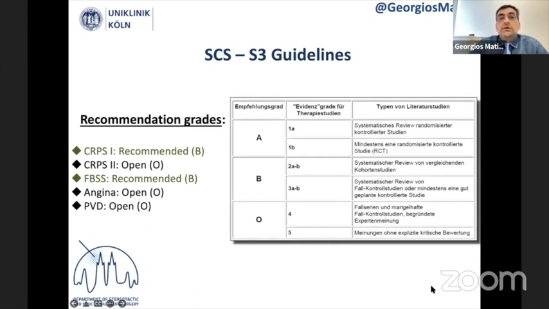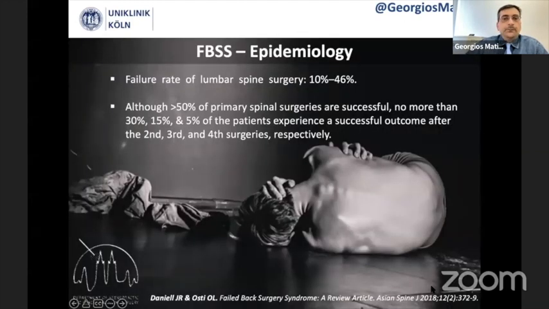According to the German Neuromodulation Society, the best two indications for this therapy are CRPS type 1, complex regional pain syndrome, and failed back surgery syndrome, or the new name now, persistent spinal pain syndrome. For other indications such as angina pectoris or peripheral vascular disease, the recommendation is open, although the patients are really good candidates for this therapy.